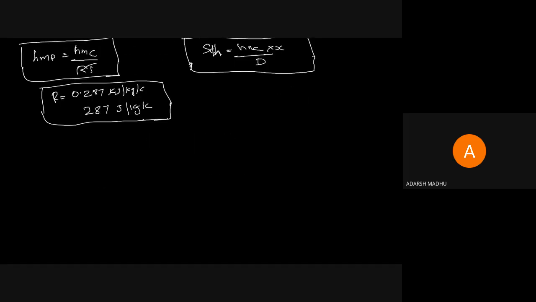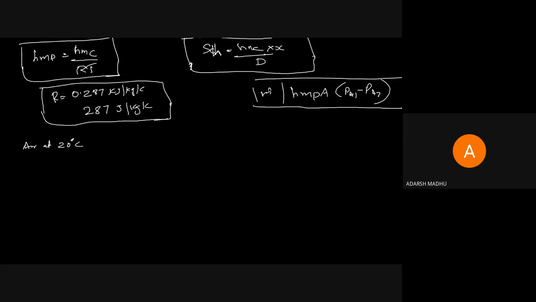So there is a problem related to hmp, and we are going to do the problem using hmp. Air at 20 degrees Celsius. If the partial pressure is given and the answer is in terms of partial pressure, the equation is the same, hmp into A into PA1 minus PA2. But the hmp value has to be found using the hmc value, that is hmp equal to hmc by RT. It's a very important relation.